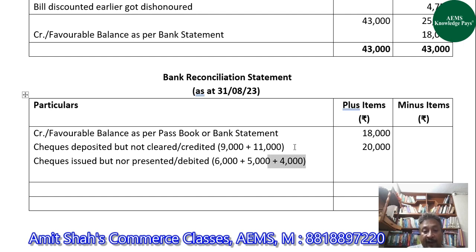Now, what has happened because of these checks in cash book? In cash book, the balance is less because of these checks. And that is why it will come in the minus column, because the balance in cash book is less as compared with the balance in bank statement. Have you understood, guys, or not? I'm asking all guys, have you understood this?